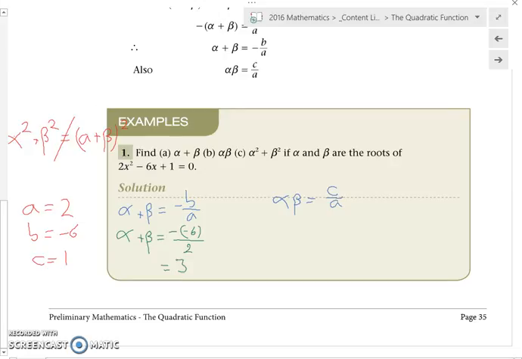Question B, alpha beta equals c over a. C is 1, a is 2. That's your answer. Cool. Now, a lot of the times, those questions will not just have nice, simple, straightforward numbers. We're going to have square roots. We're going to have irrational numbers and stuff like that. This example is just based on really nice, straightforward numbers. So just to get you in the habit.